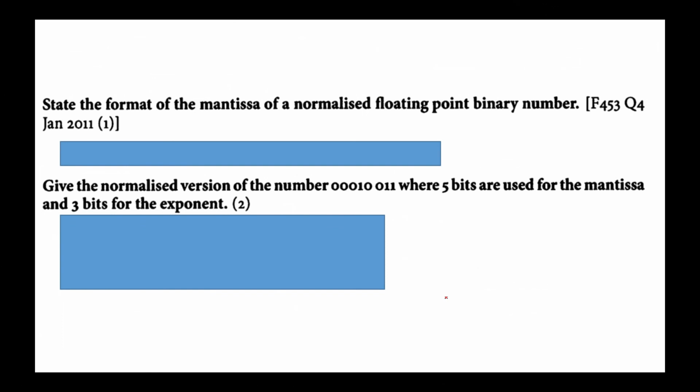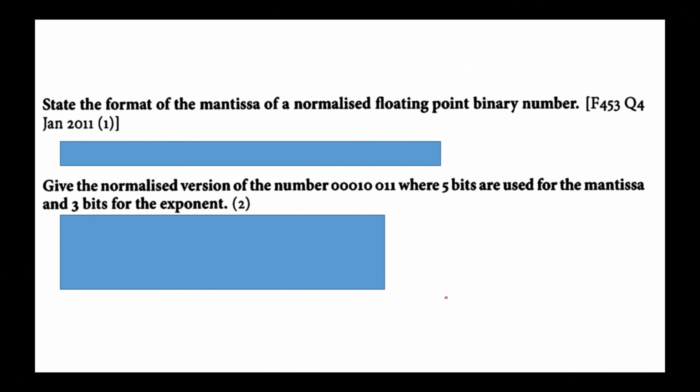Oh, here we go. State the format of the mantissa of a normalized floating point binary number, and then give a normalized version of the number 000100011, where 5 bits for mantissa, and 3 bits for exponent. So have a go at this if you want. Pause it if you want to have a go at it. Now, let's have a look at the answers.